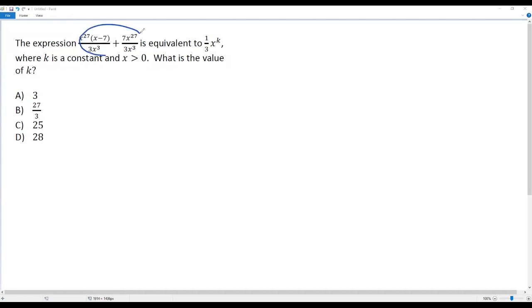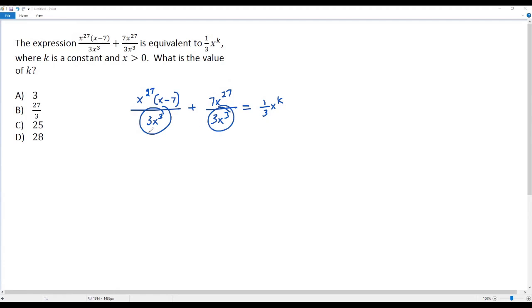Okay, since the expression over here is equivalent to this one, we can write this as an equation. Okay, let me write it. That is x to the power of 27 times x negative 7 divided by 3x cube, plus 7 times x to the power of 27 divided by 3 times x cube, is equal to 1 over 3 times x to the power of k. Here we add two fractions with the same denominator. Now we can take this 3 times x cube as the common denominator. Okay, let me take it, and we can add the two numerators over here.